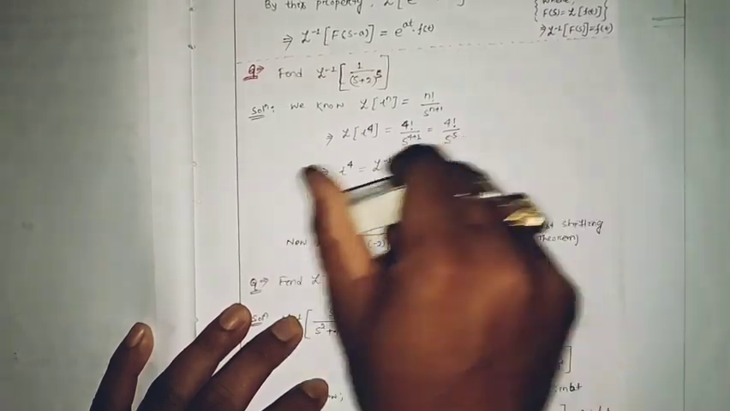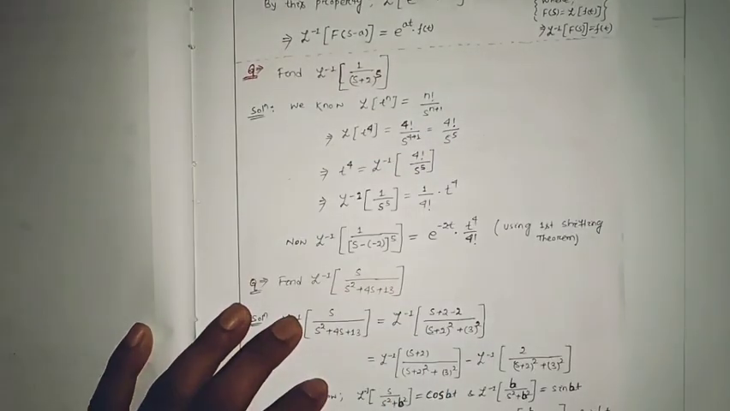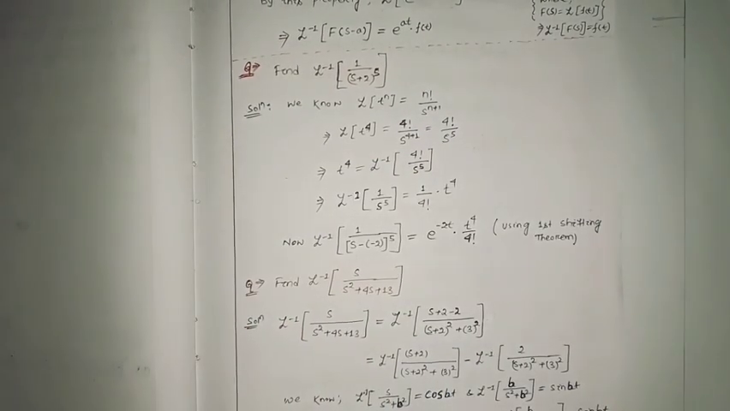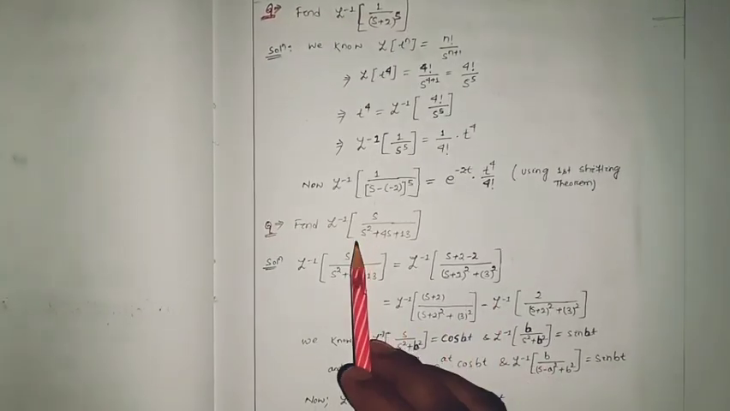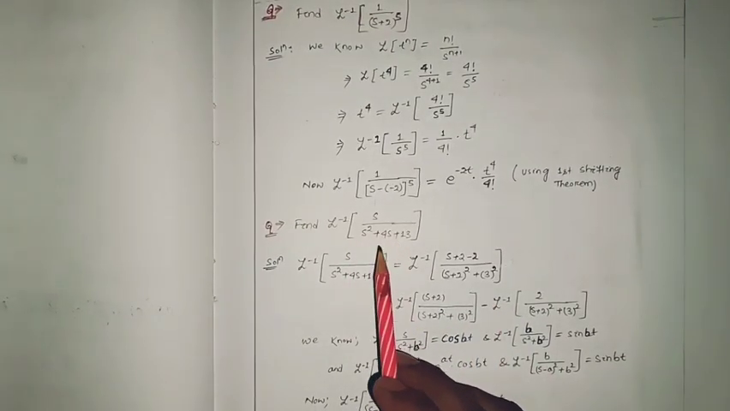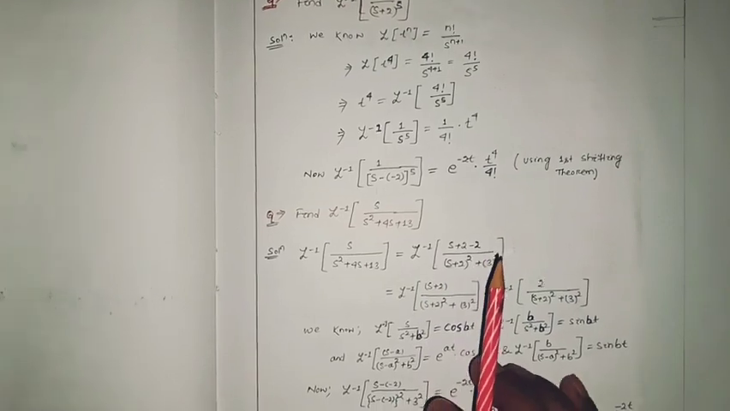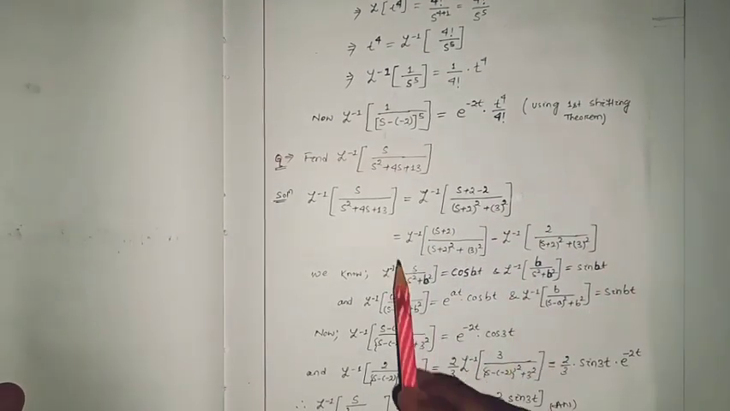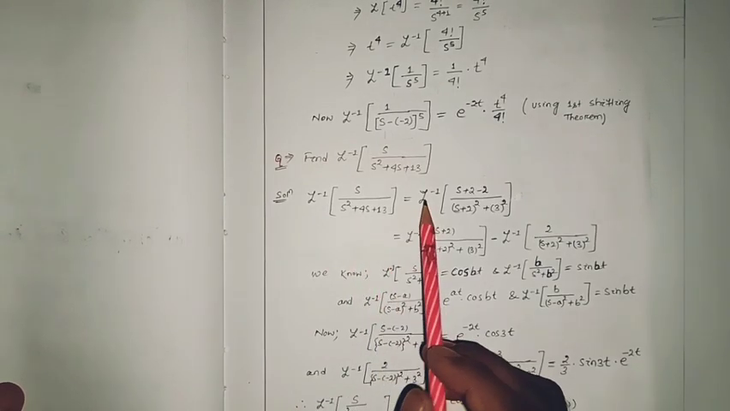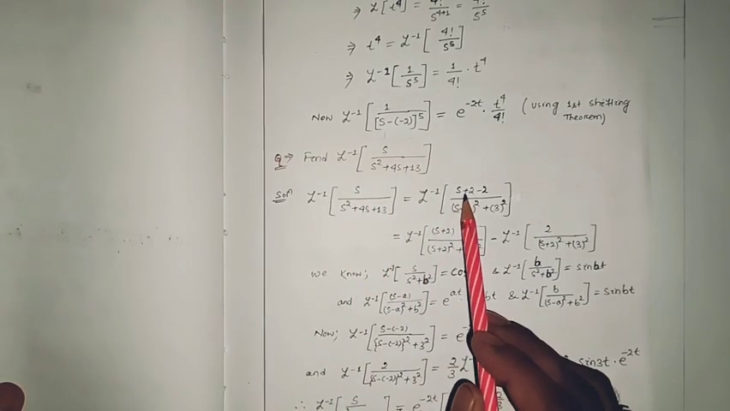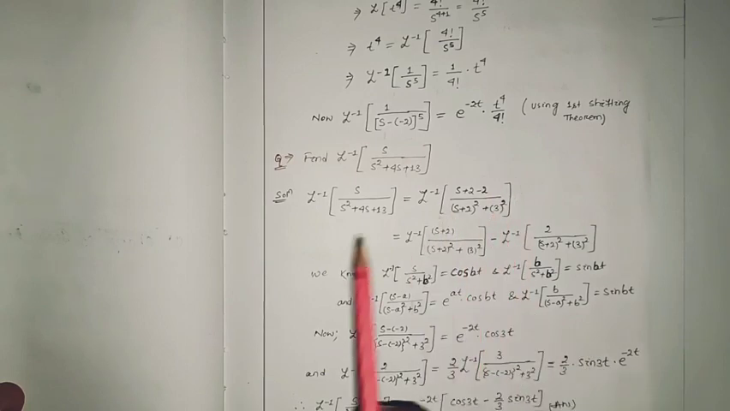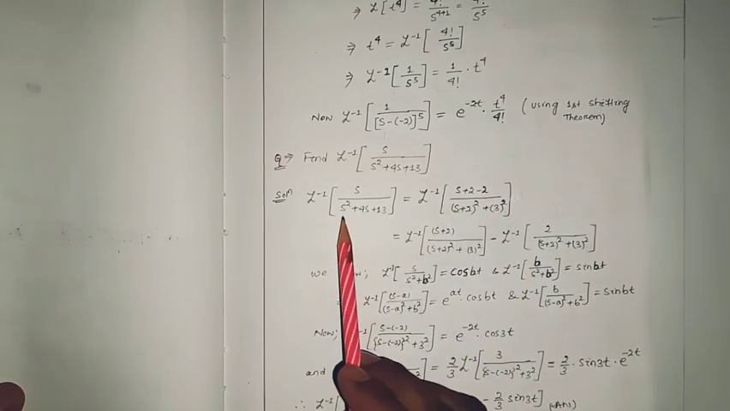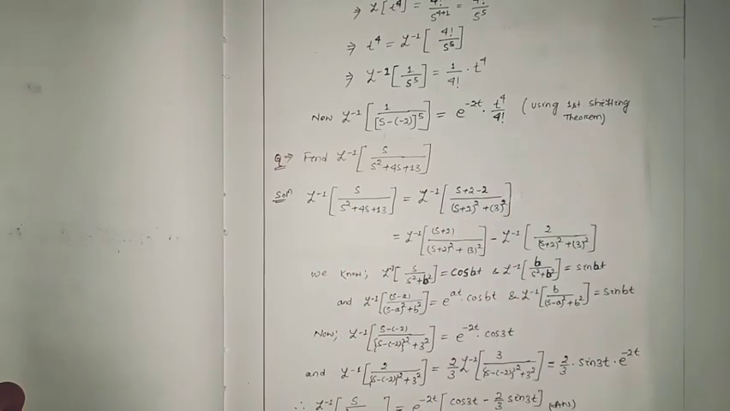Okay, the next question is: find the inverse Laplace transform of s by s square plus 4s plus 13. How are we going to solve this numerical using the shifting property? Here is the answer. For this one, s can be written as (s plus 2) minus 2, whole divided by this one. The denominator can be written as (s plus 2) whole square plus 3 square.